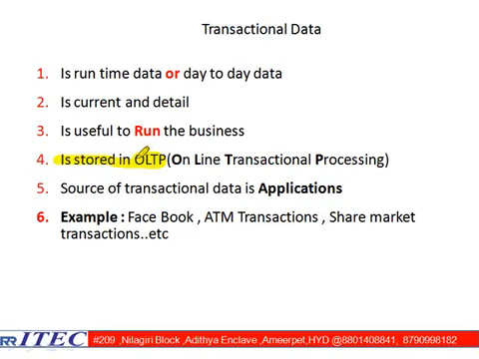Next one, the source of this transactional data is always applications. From where are we getting this transactional data? I am getting the transactional data from applications. Applications may be the Facebook application, or the Gmail application, or your net banking application, or ATM, or anything else. Examples are Facebook, ATM, share market. These are all examples of these transactions.